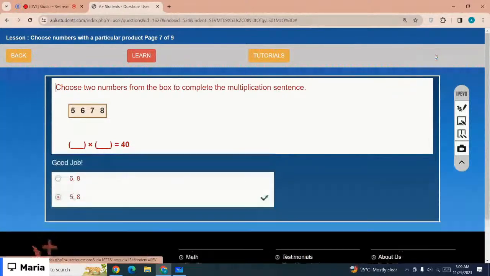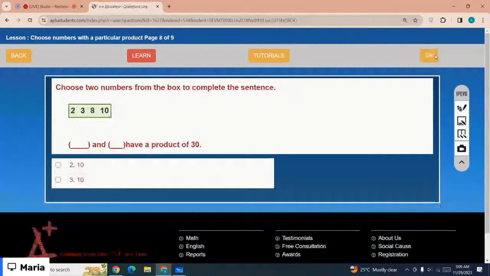Very good. Okay, choose two numbers from the box to complete the sentence. Dash and dash have a product of 30. So, which two numbers, when multiplied, make 30? Yes, that is 3 times 10 makes 30. So, the correct option is 3 and 10. Option number 2 is the correct option.